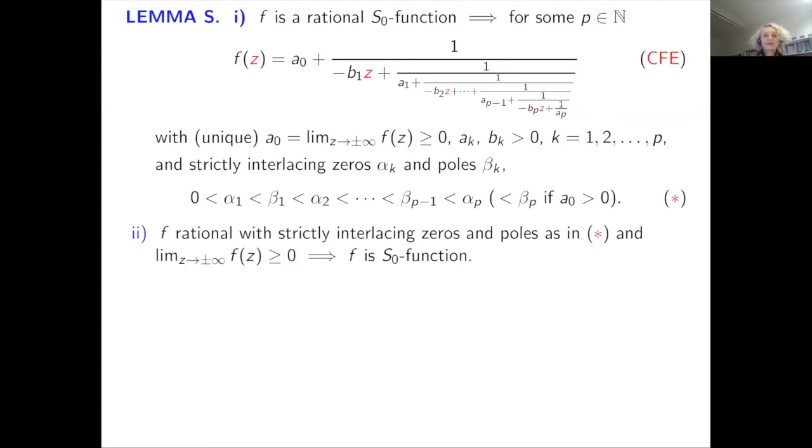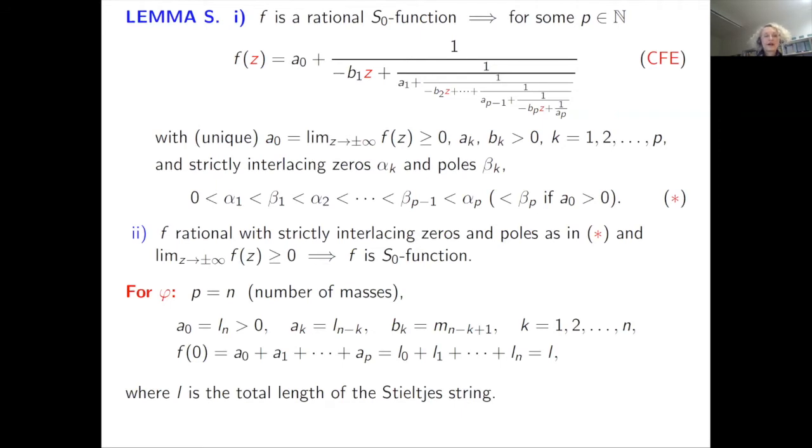Vice versa, if f is rational with strictly interlacing zeros and poles, as in this relation star here, and the limits at plus minus infinity are non-negative, then f is an S0 function. And this is how you can then see that this phi is an S0 function.